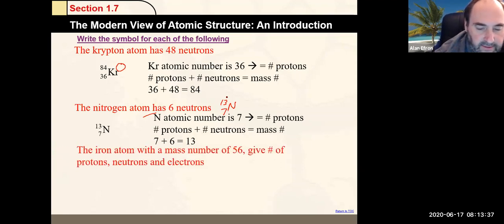Then let's continue here. So once you do this one here, we want to write the symbol for iron that has a mass number of 56. We also want to figure out the number of protons, electrons, and neutrons. So take a second there and work through that.